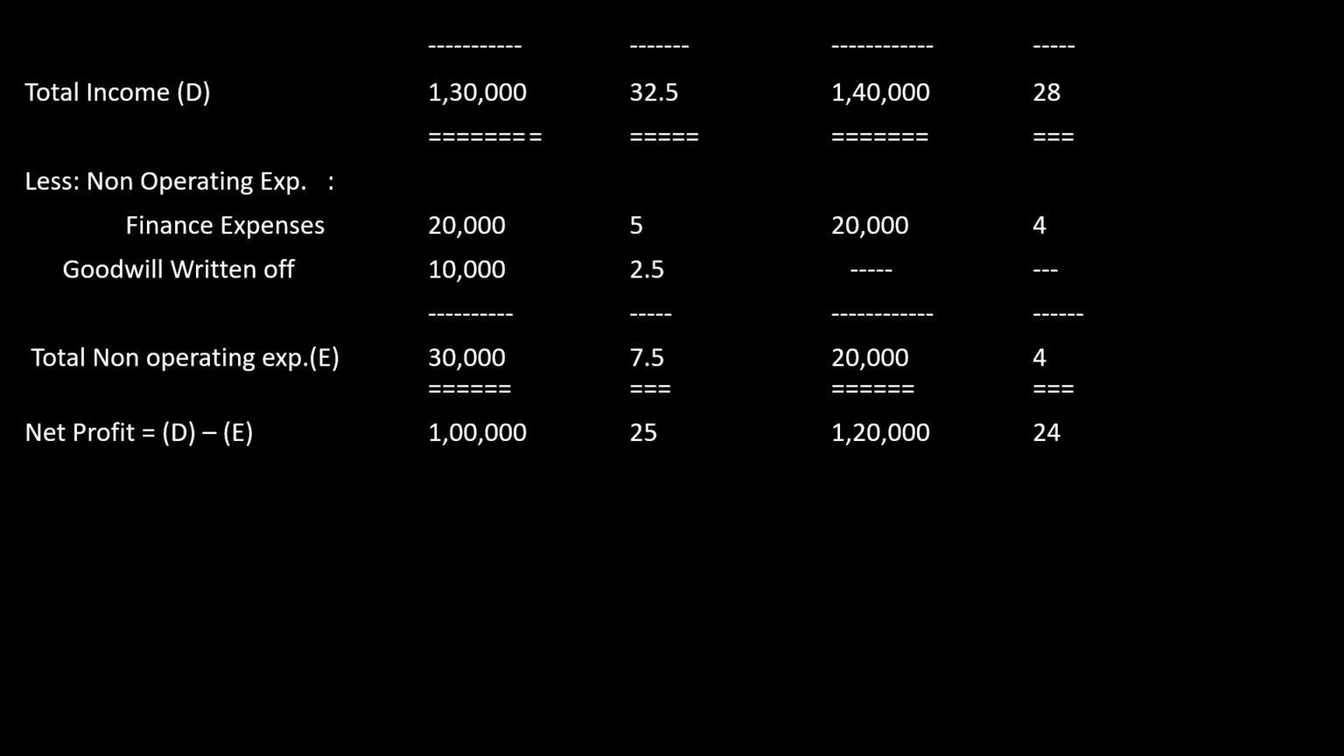The same way you do for 1999 also. So this is all about your common size income statement. I'll repeat, it is not a comparative, it is nothing but a common size income statement.